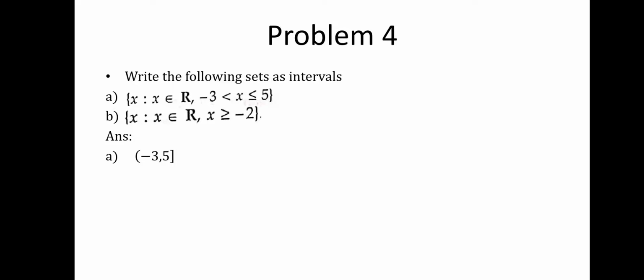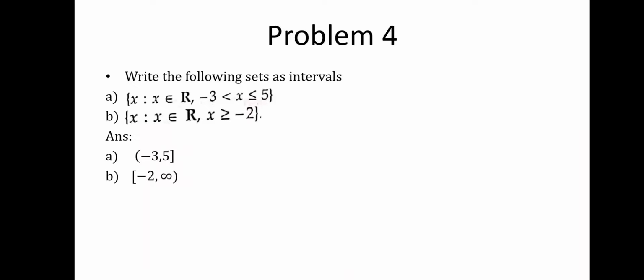But in the second one, we can see it is given only one side of the limit, not the other side. It is written that x is greater than or equal to minus 2. So x is greater than or equal to minus 2 means that it is starting from minus 2, but it is going on and on and on. It is never ending on the other side. So therefore on the other side there will be infinity, right? So it will be written something like this.